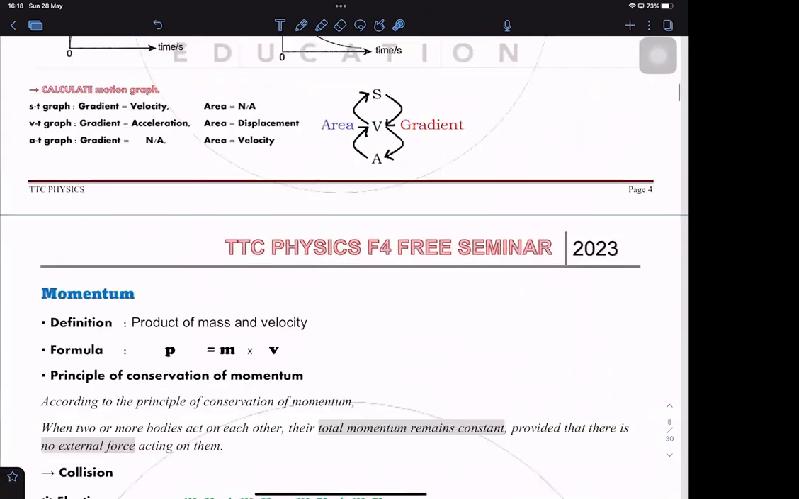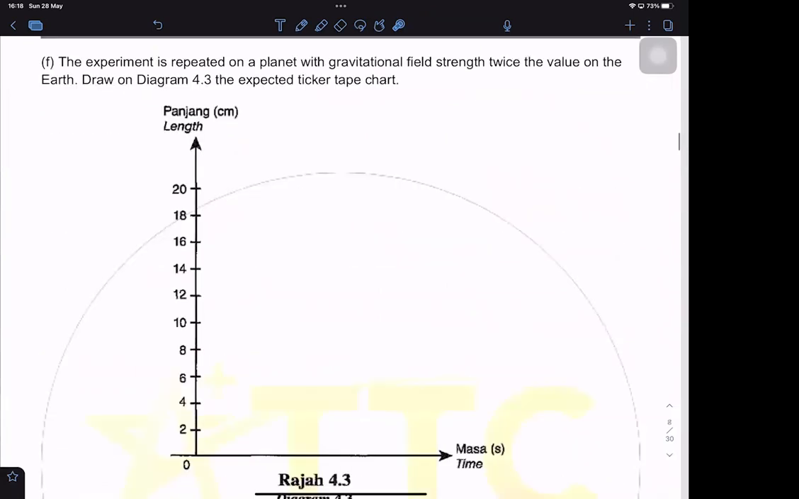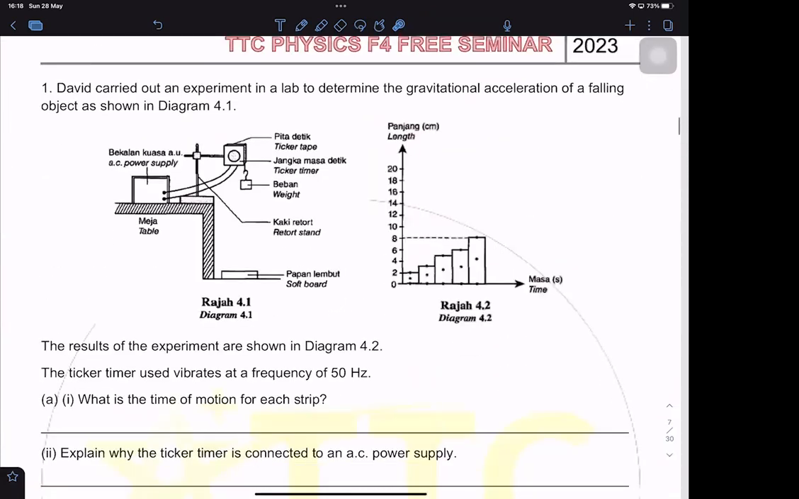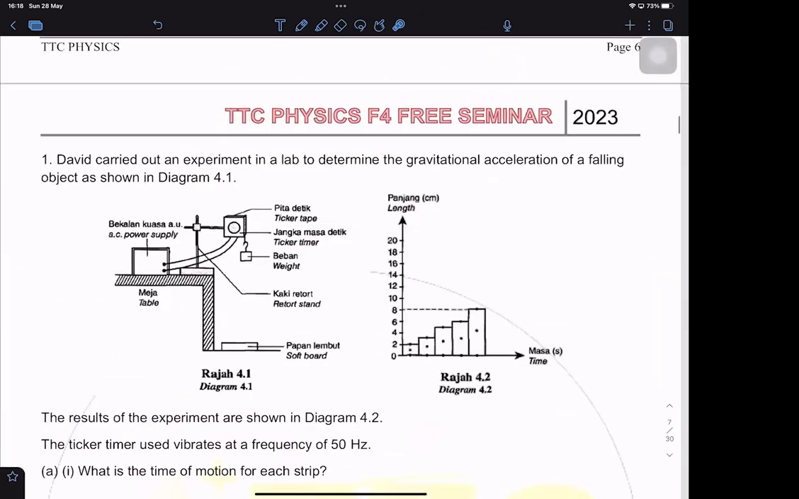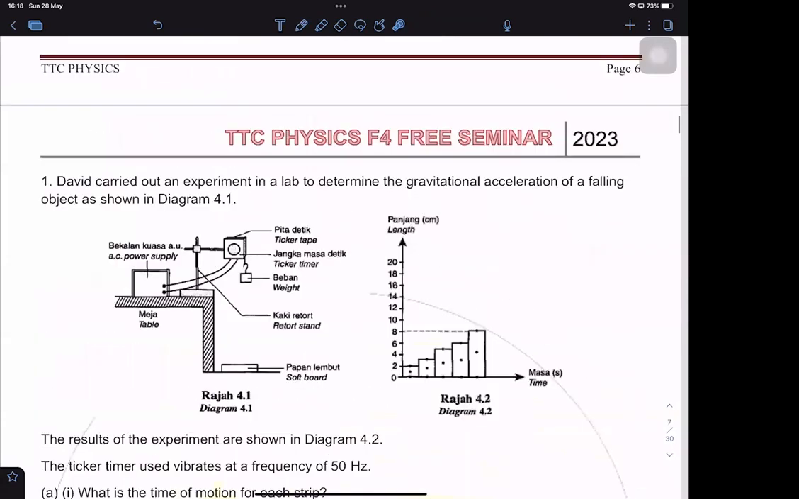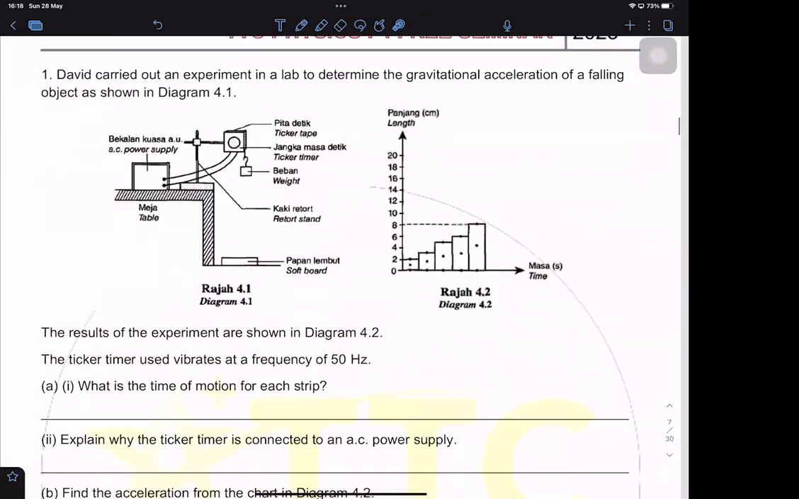Any questions or anything that you don't understand before we go into one of the exercises? Okay, all right, we try question number 1. This is on page number 7. Okay, page number 7, question number 1.